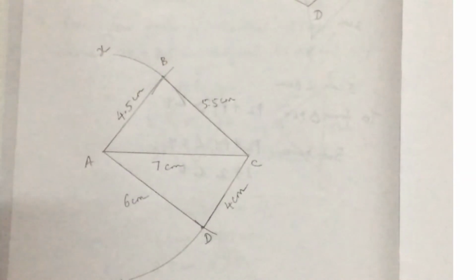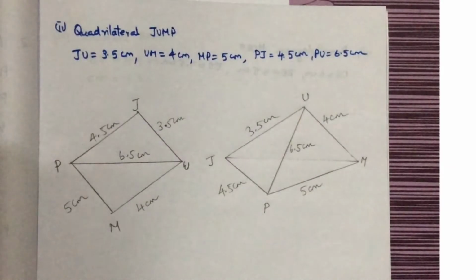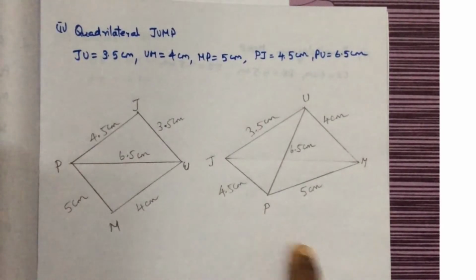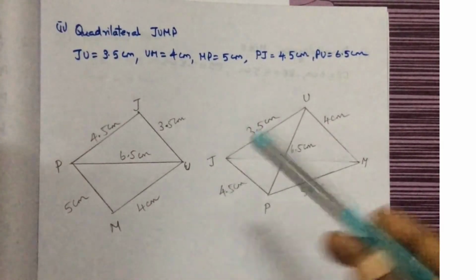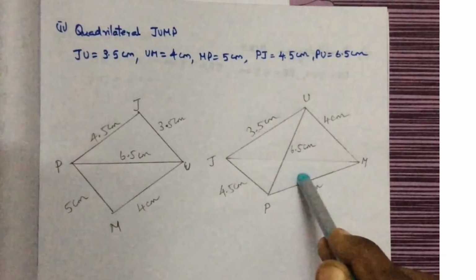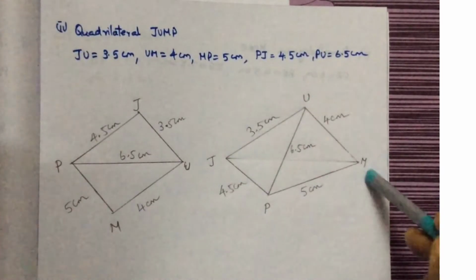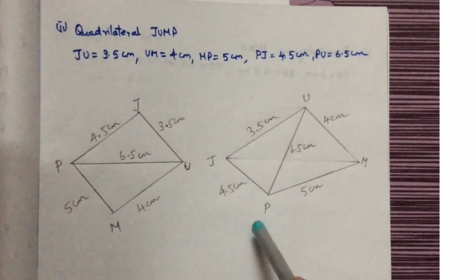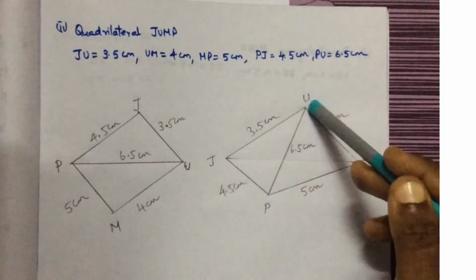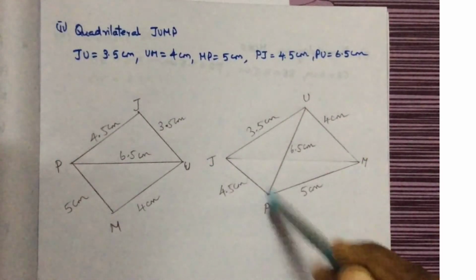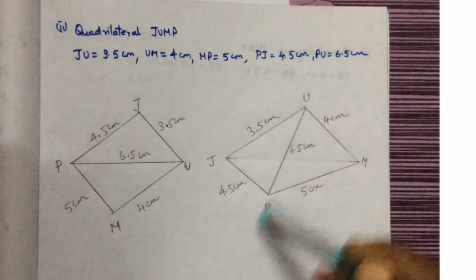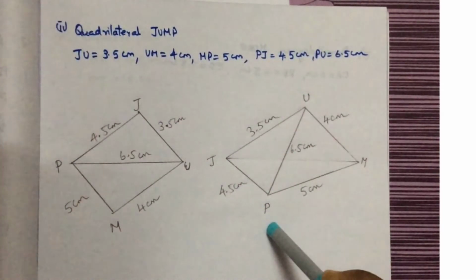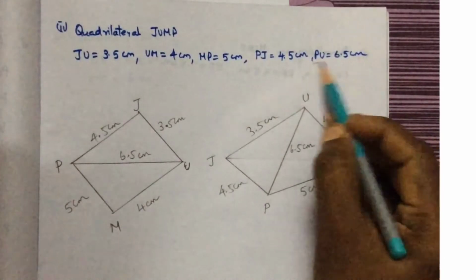Okay, now in this problem you see here these are the rough sketches, 2 rough sketches I have made. So what is the difference? Let me take this first. This is also JUMP, but here the case JU is given, UM is given, MP is given, JP is given, but this diagonal is given, PU. You see here PU is 6.5 centimeter.